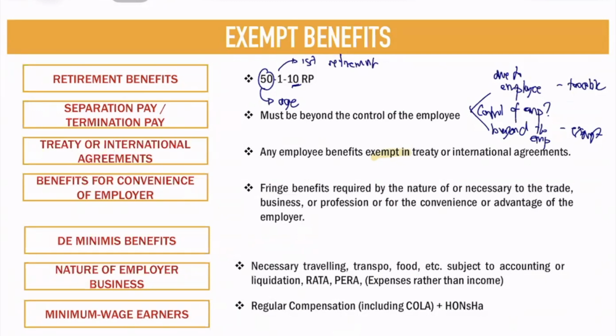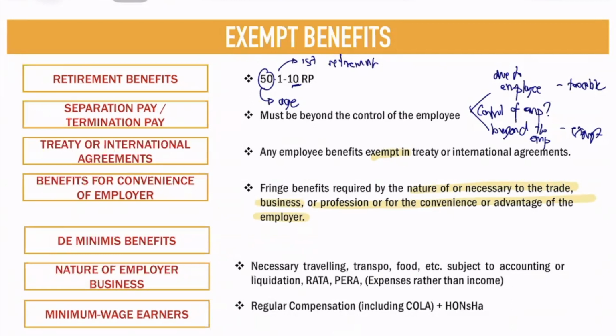Next, we have fringe benefits for the convenience of the employer. What is this convenience of employer rule again? These are required by nature or necessary to the trade, business, or profession, or for the convenience or advantage of the employer. Since it is for the employer's advantage, it is considered exempt. The minimum benefit, we will discuss later.